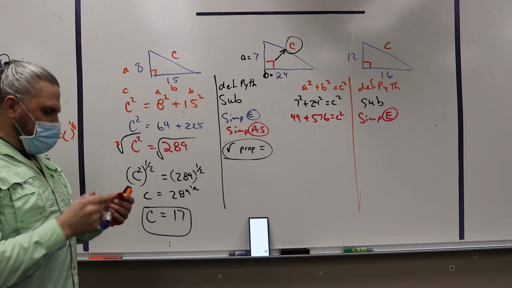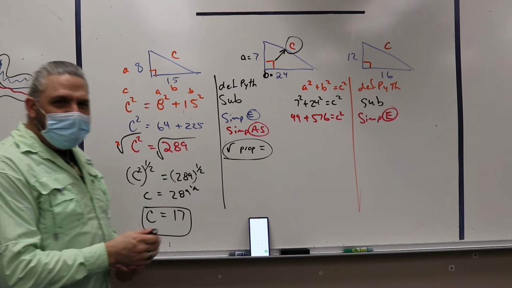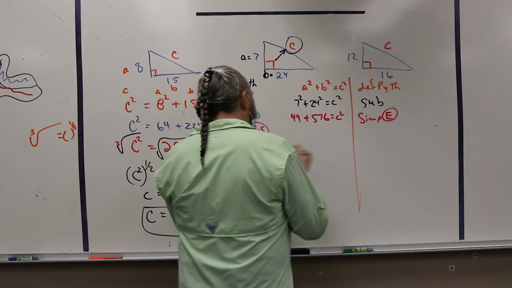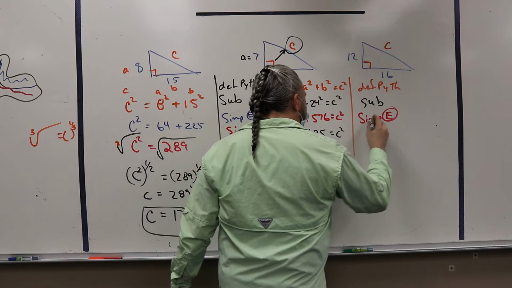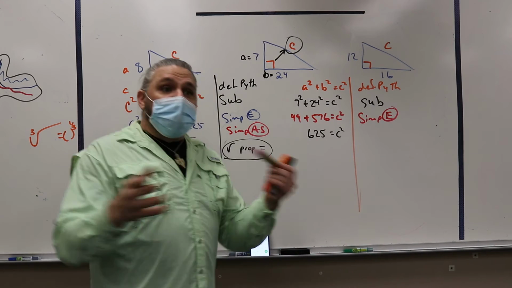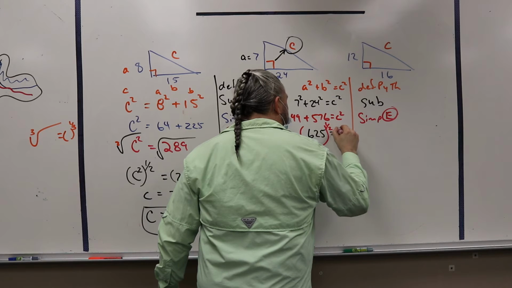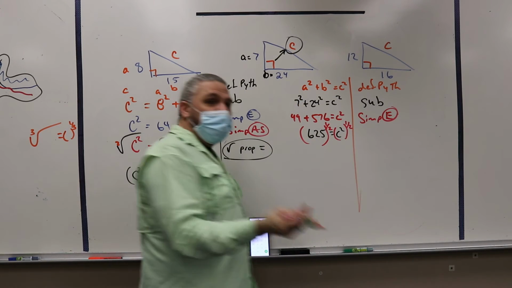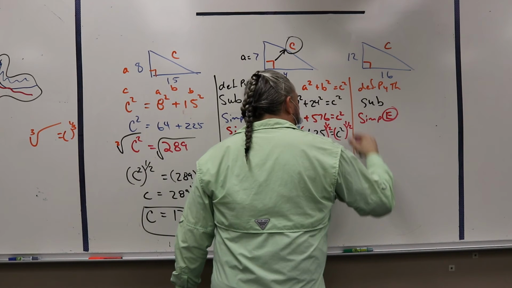Okay, and then when we add these up, what do we get? 625. Right. So I get 625 equals c squared. And then if I want to, I square root both sides, or in essence, what am I doing? Taking it to the 1/2, right? 1/2 of 2 leaves 1, right?